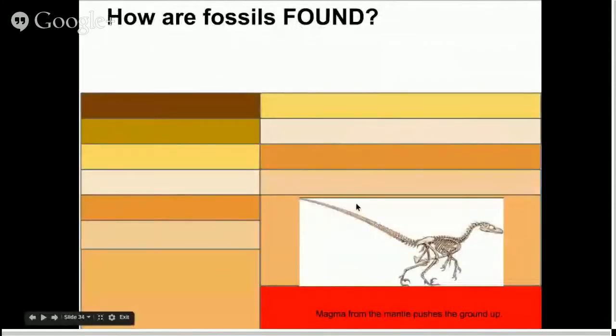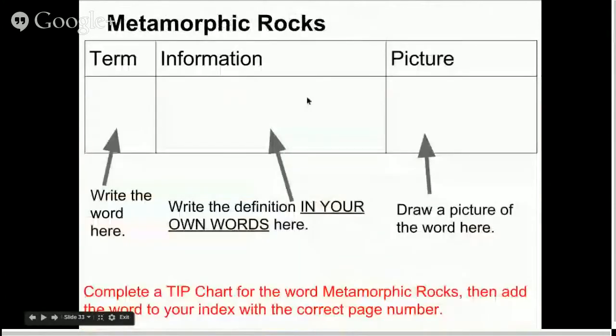Whoops, that's supposed to be for fossil. Sorry. This isn't supposed to say metamorphic rock. Would you write a tip chart for fossil? Go ahead and pause it.